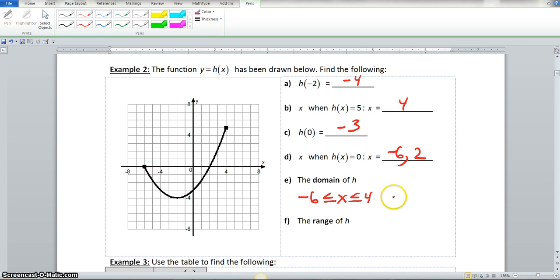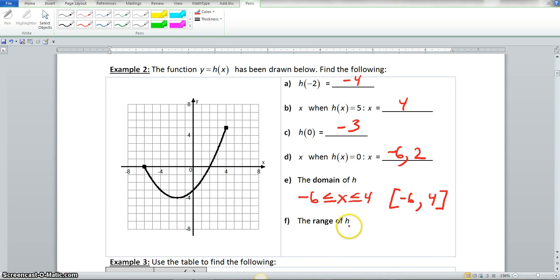Now we can write this in interval notation. So we would have negative 6. Remember, we'll use a bracket because the negative 6 is included, and also 4 is included as well. So that is our domain of H.